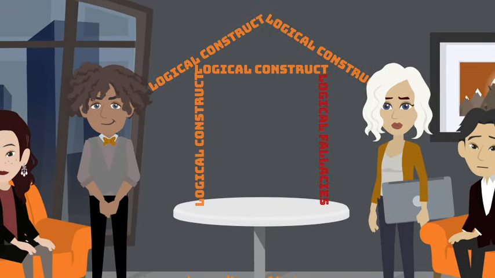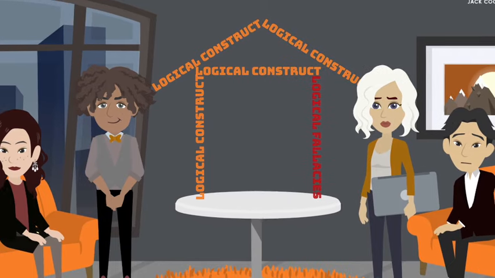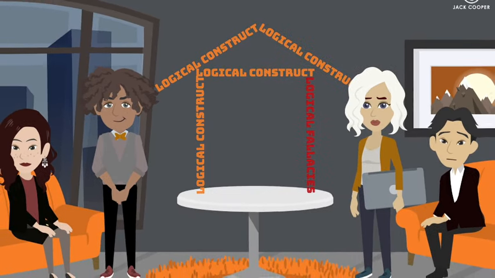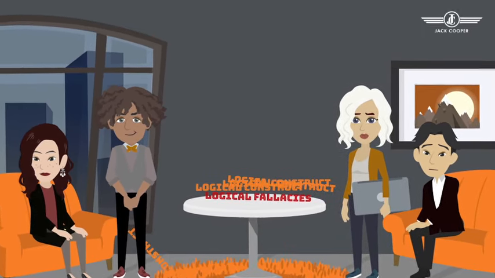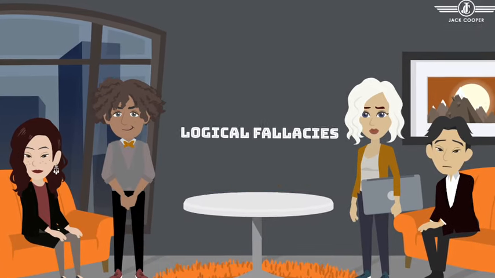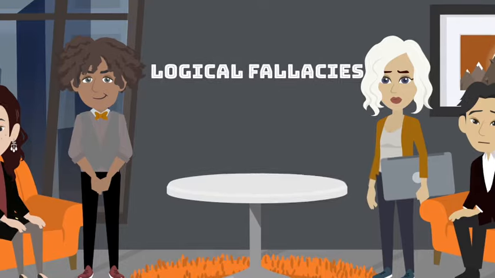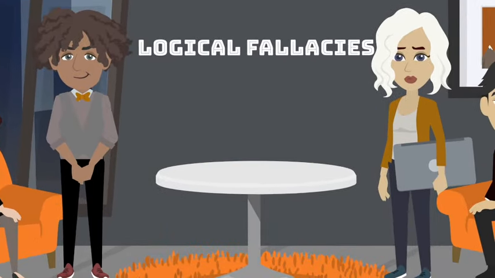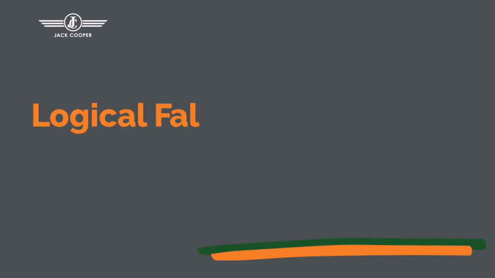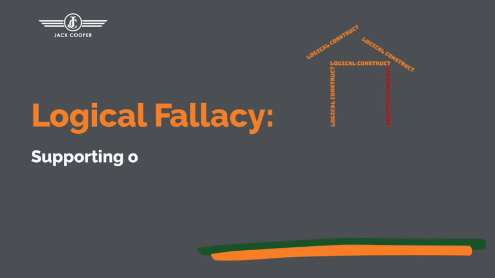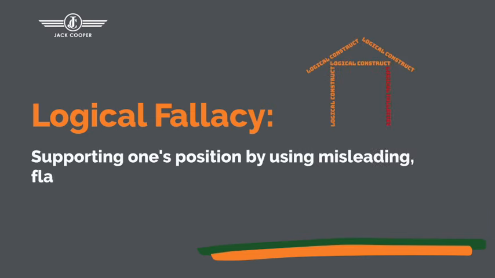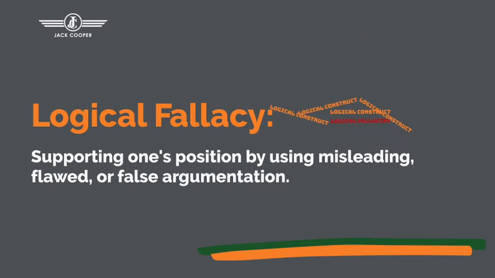Like our house, a decision that was seemingly well built can fall apart because of a singular supportive construct that appeared solid but was in fact deficient. Logical fallacies are a common source of deficient constructs that can compromise the decision-making and planning process. So what is a logical fallacy? A logical fallacy occurs when a person supports his or her position with misleading, flawed, or outright false argumentation.